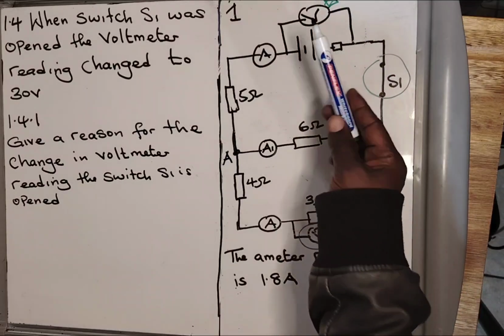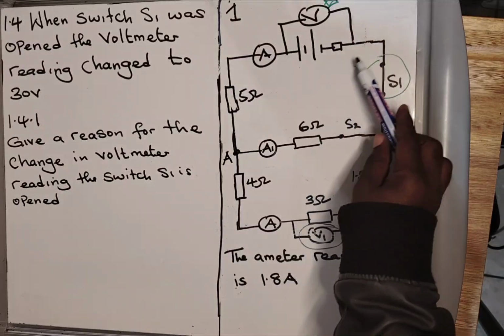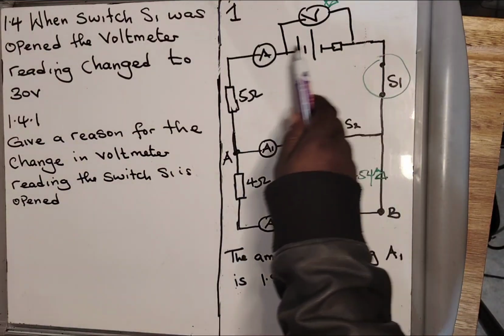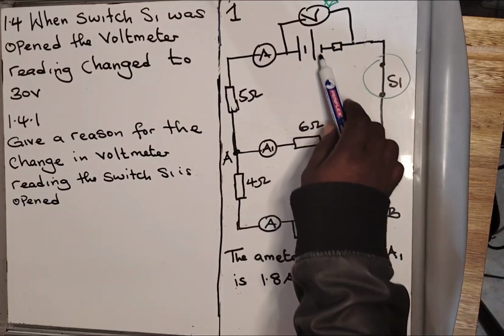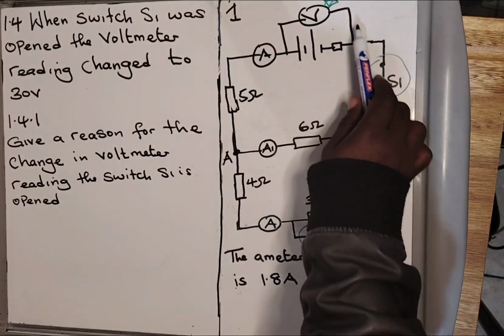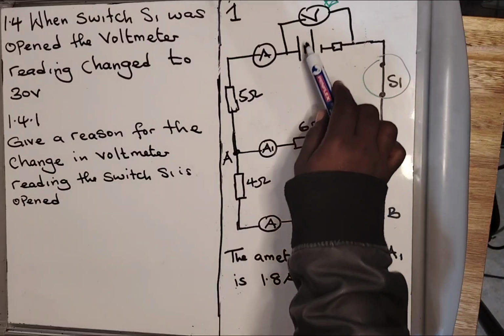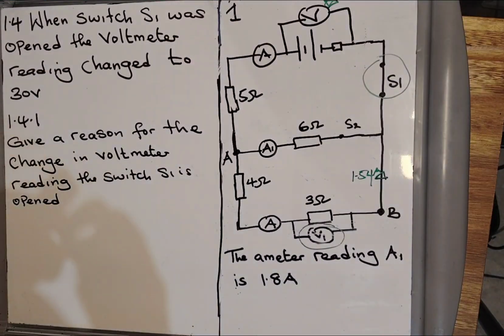Now, when there's no current passing, it means there's no current passing through this internal resistor either. And the internal resistor is the one responsible for the drop in the voltage through Ohm's law: the voltage is equal to IR. So when there's no current passing through this battery, through this internal resistor, it is not dropping any voltage. There's no voltage drop caused by this internal resistor. So how do you answer this one?